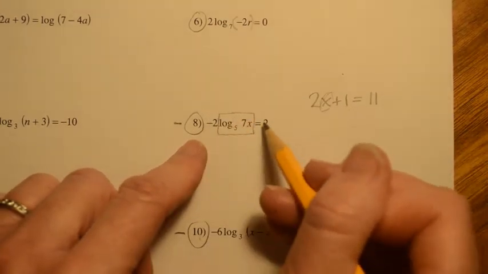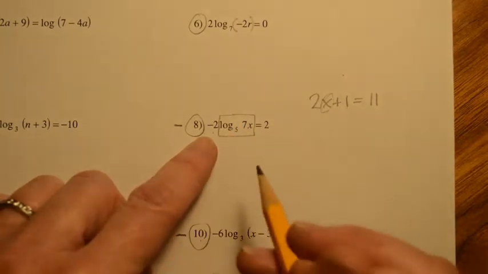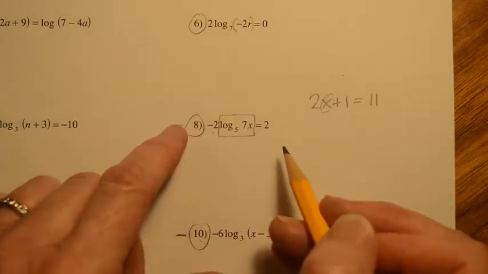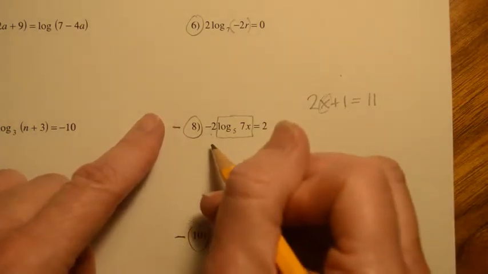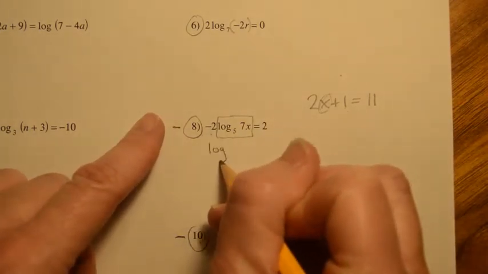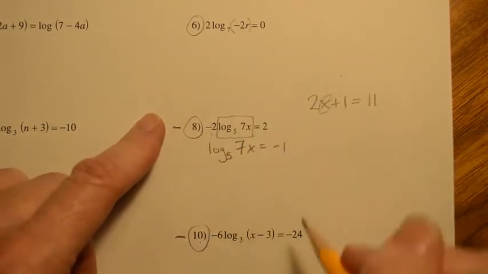So we look at this problem and we see, oh, here is something that is attached to this right here. And so I'm going to divide both sides by -2 in order to get the logarithm by itself. So when I do that, I get log base 5 of 7x equals 2 divided by -2, which is -1.